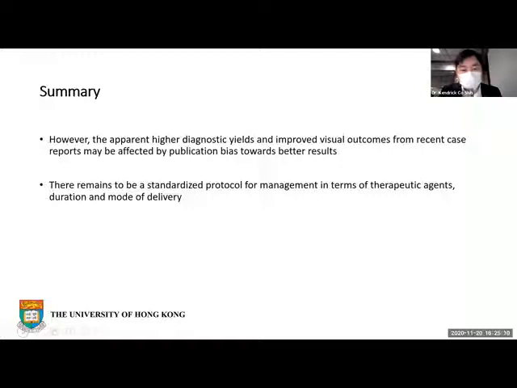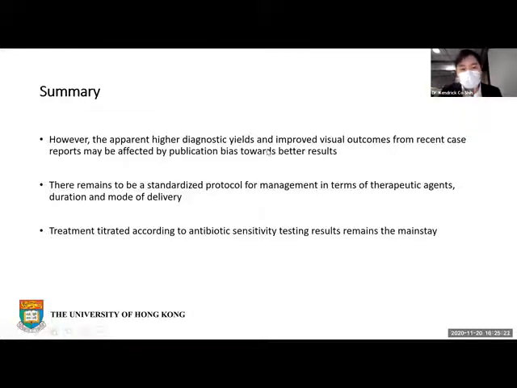So I think it's also important to treat the current reports with a grain of salt, because the apparent higher diagnostic yields and improved outcomes may be affected by publication bias. And there also remains no standardized protocol for management. From what I know, I think Singapore National Eye Center now uses amikacin as the first line in combination with at least a fluoroquinolone and also possibly a macrolide in their treatment, and treatments are titrated according to the antibiotic sensitivity results. So if you can get a culture result, that's the best.